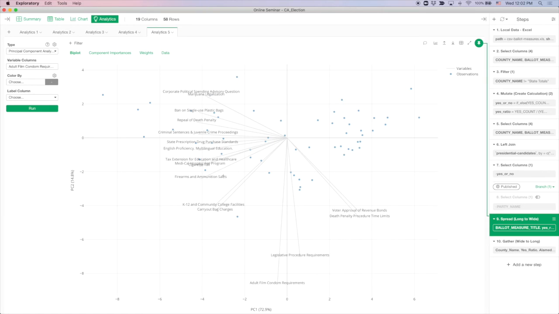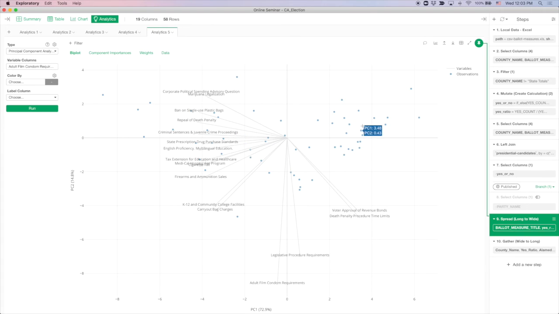For example, this is the marijuana legalization and a corporate political spending advisory question. These two are almost identical, super correlated. And this one, carryout bag charges and K-12 and community college facility. These two are also very highly correlated. The x-axis is pretty much representing these ballot measures, so the higher the support on these measures, the more the counties go to the left side on the x-axis.